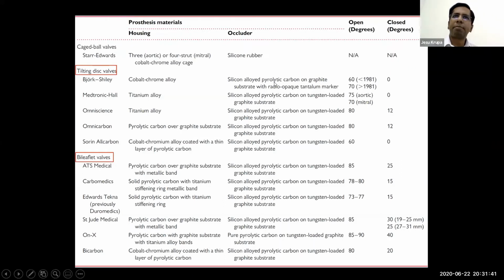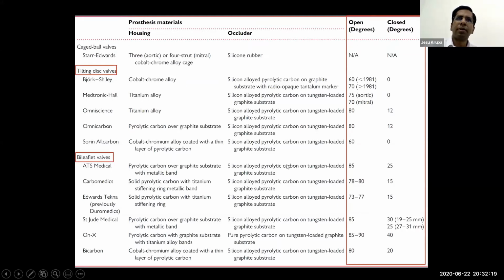I had shown this picture last time, this table. This is from the EACVI 2017 guidelines for prosthetic valves. And as you can see, the point here is to just show the opening and closing angles of the various prosthetic valves. So as you can see, this patient had a CarboMedics valve, and his opening angle was definitely around 80 or over. So he had recovered post thrombolysis. So this is something to note, that on fluoroscopy also, this opening and closing angle is something which is possible to look at.